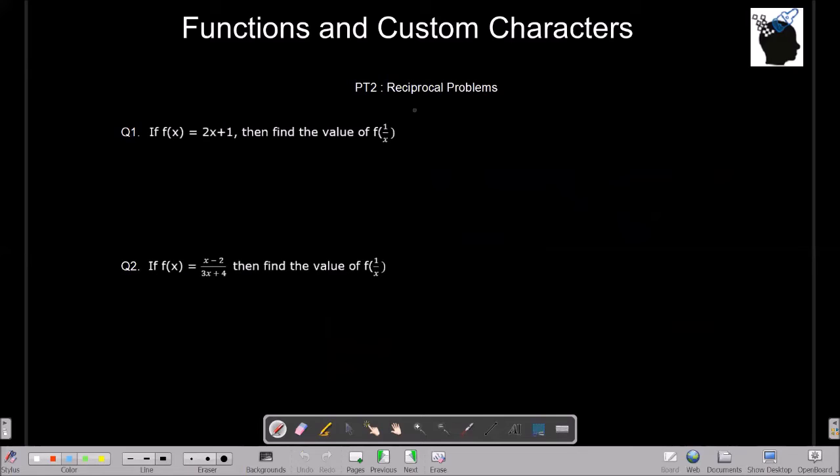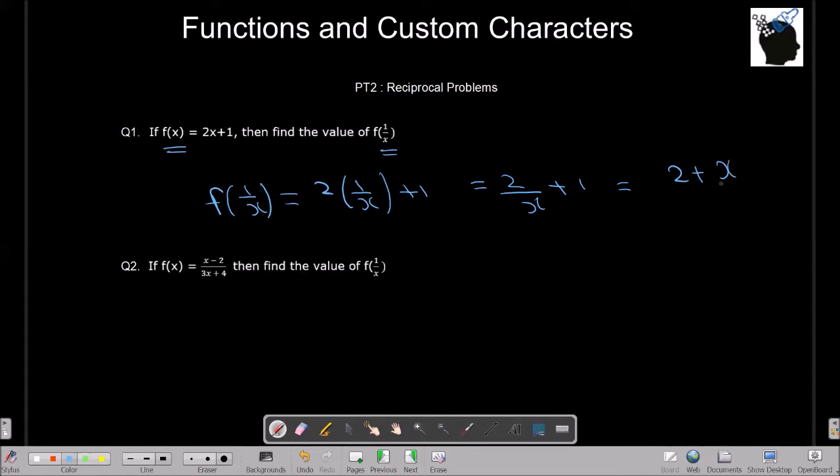So the next problem type is on reciprocal problems. The problem is if f of x is equal to 2x plus 1, then find the value of f of 1 by x. Again, we'll see what is inside the bracket. Here I have x and I have to replace that with 1 by x. So f of 1 by x will become, replace x with 1 by x, 2 into 1 by x plus 1, which is nothing but 2 by x plus 1, or if you take the LCM, (2 plus x) by x.